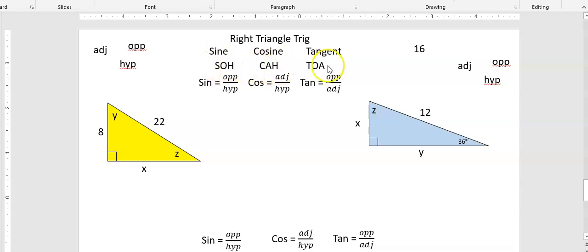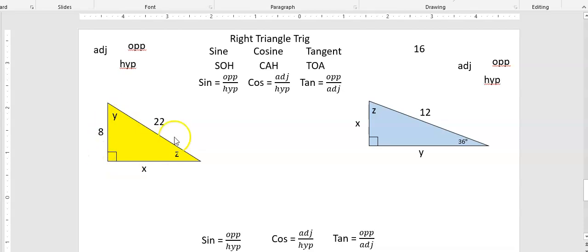SOH CAH TOA. SOH represents sine, so the S is sine, and it is opposite over hypotenuse. The O and the H are the opposite over hypotenuse. This is how you would set up your equation to solve for missing pieces. The cosine is CAH: the C stands for cos, A is adjacent, H is hypotenuse. And TOA is your tangent: tan equals opposite over adjacent. So we use these shortcuts to represent the sine, cosine, and tangent.